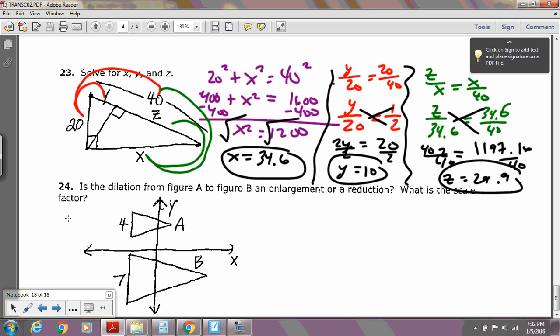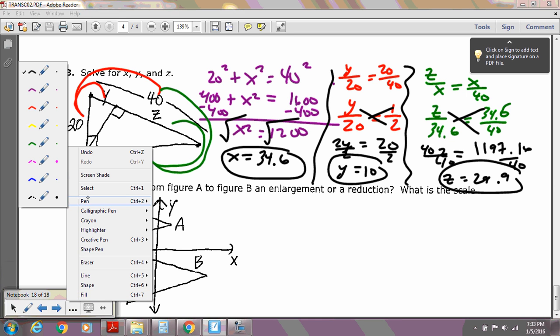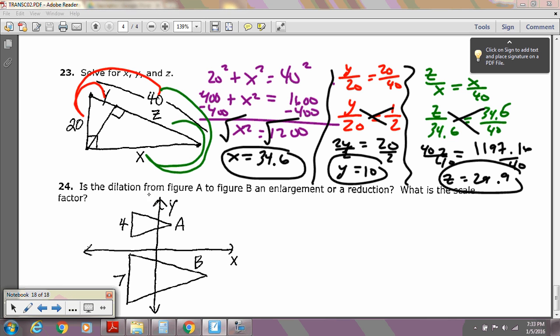Next on the packet. Woohoo! Says, is the dilation from figure A to figure B an enlargement or a reduction? And what is the scale factor? So clearly from the illustration, if I'm going from triangle A to triangle B, my triangles are getting larger. So it is definitely an enlargement.